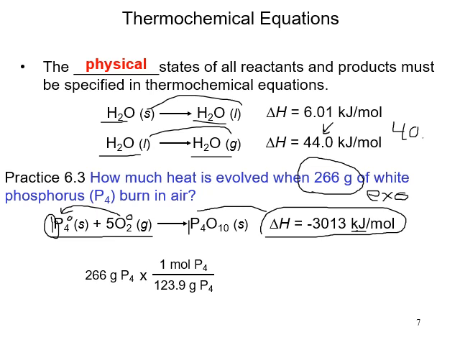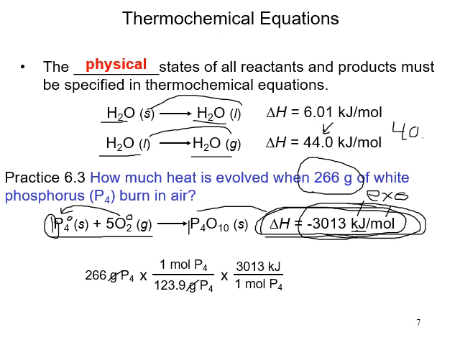Now when we do that conversion, remember, when you have a number that has a unit per another unit, you can use that to convert from one unit to another. So in this number up here, this 3,013 kilojoules per mole, you could use that to convert between moles and kilojoules. So in this case, you had grams going to moles, but now we're going to use this to go from moles to kilojoules, which is what the question was asking. So the answer is 6,470 kilojoules is evolved for burning 266 grams of white phosphorus.